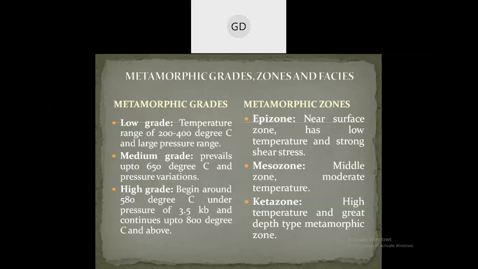And last is your high grade. High grade is said to begin at temperatures around 580 degrees Celsius. It has a pressure of 3.5 kb, and it continues up to a temperature of 800 degrees Celsius. And here, the important index mineral is hypersthene. So these are some of the names of your high grade metamorphism.